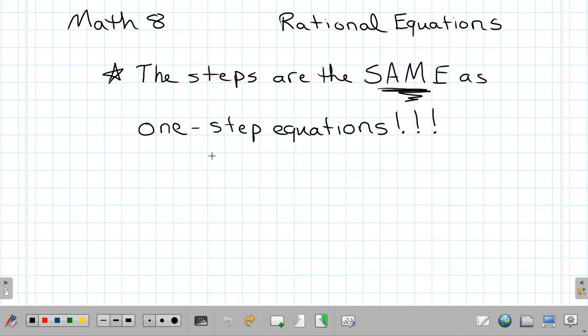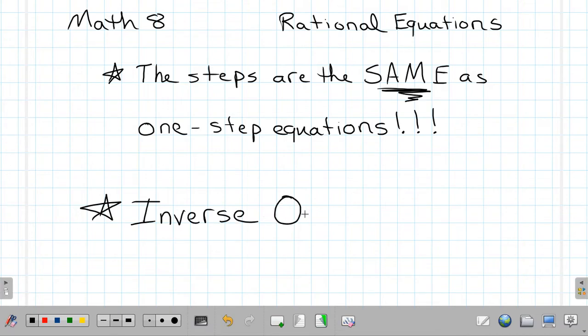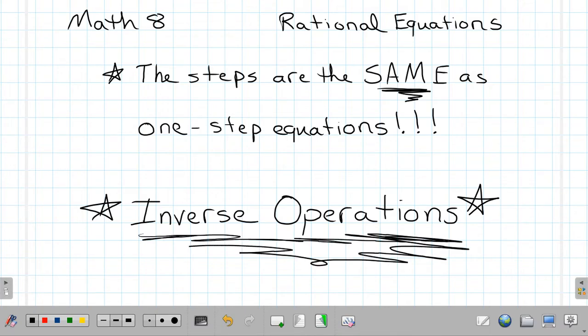Once again, make sure to know your inverse operations. If you have addition, the inverse operation is subtraction. If you have subtraction, your inverse operation is addition, and the same with multiplication and division. If you have multiplication, your inverse operation is division. If you have division, your inverse operation is multiplication. All of these depend on knowing how inverse operations work.